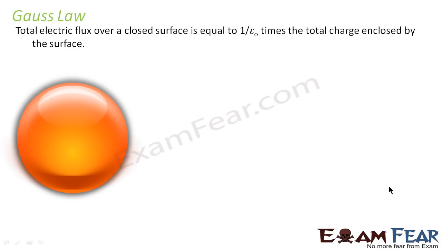Gauss law states that the total electric flux over a closed surface is equal to 1 by epsilon naught times the total charge enclosed by the surface. It says that if you have a closed surface, let it be of any shape, doesn't matter, and you want to calculate the total electric flux over that surface, that is equal to 1 by epsilon naught times the total charge enclosed by the surface. Now when I say total charge enclosed by the surface, it includes any charge located anywhere inside the surface.